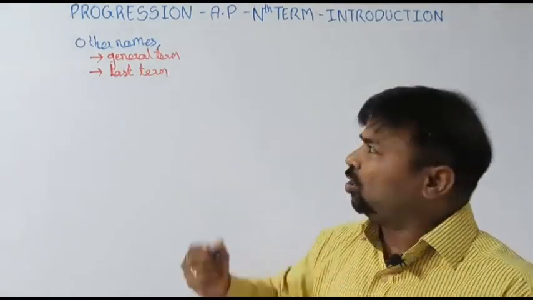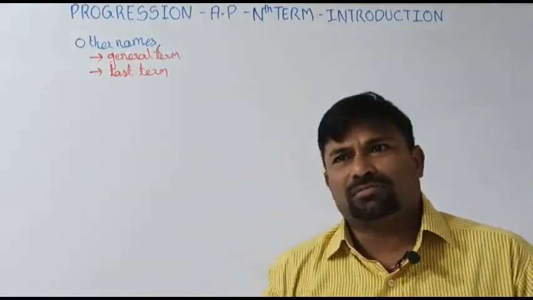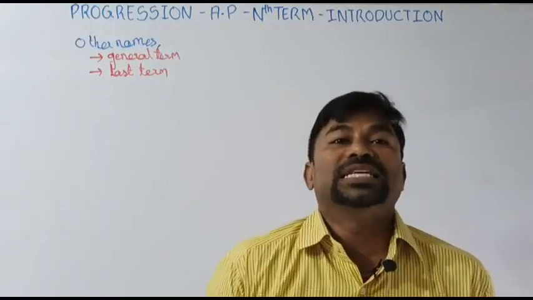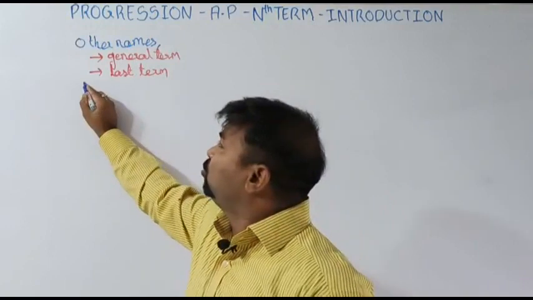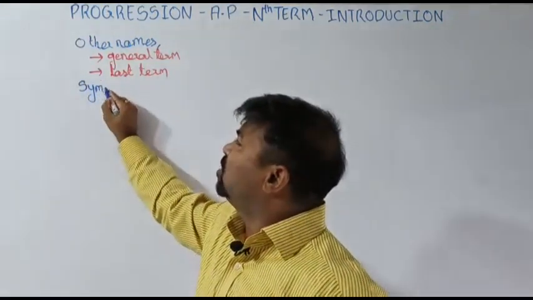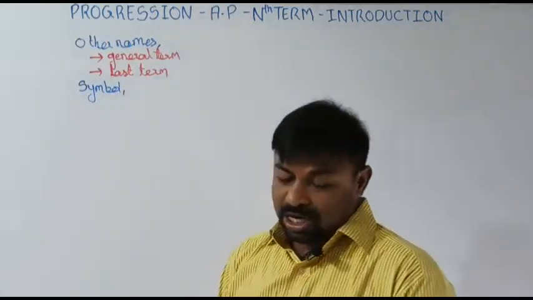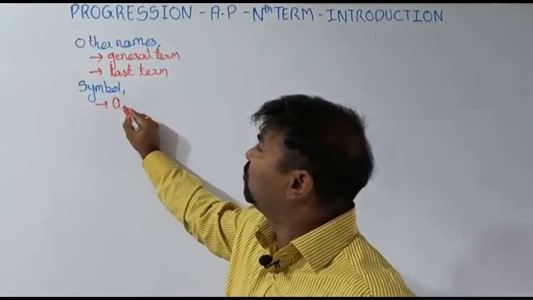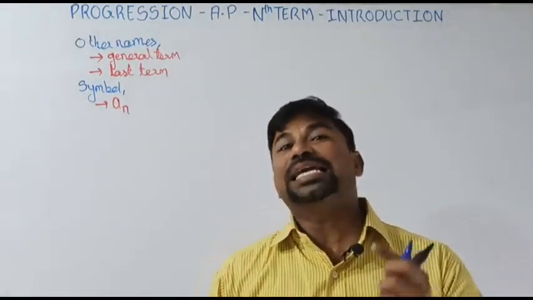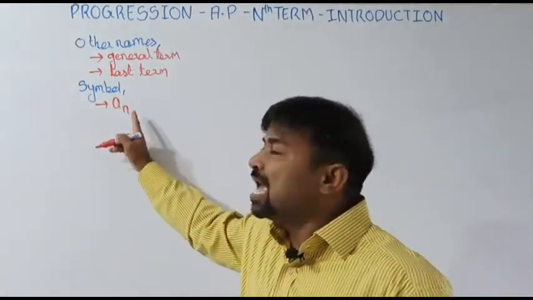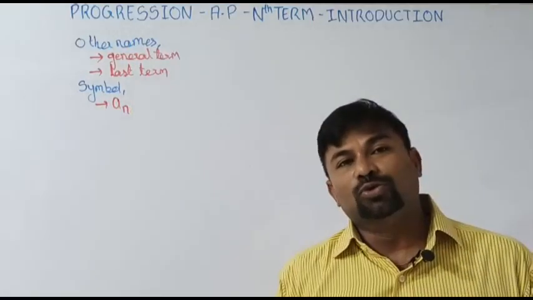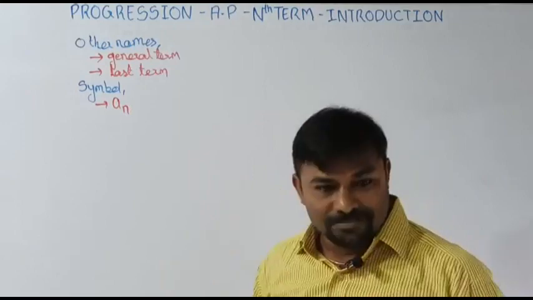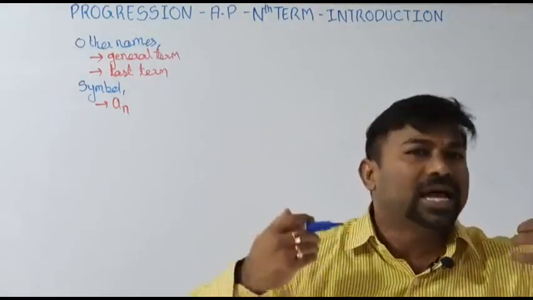Okay, so we got the meaning of the other names, but how is the nth term formula actually denoted? So I would like to use the word symbol. What is the symbol for the nth term formula? Generally we use a_n for the nth term. a_n is the symbol we use for the nth term formula. So I am done with the other names and the symbol, but what actually is the formula?